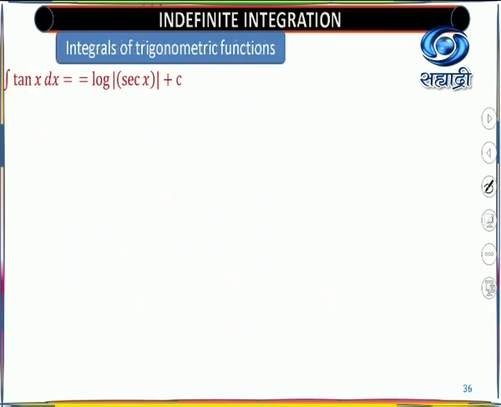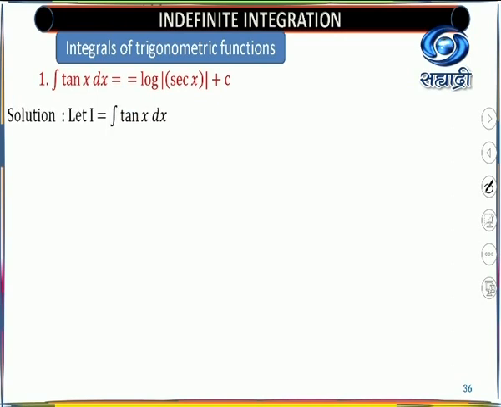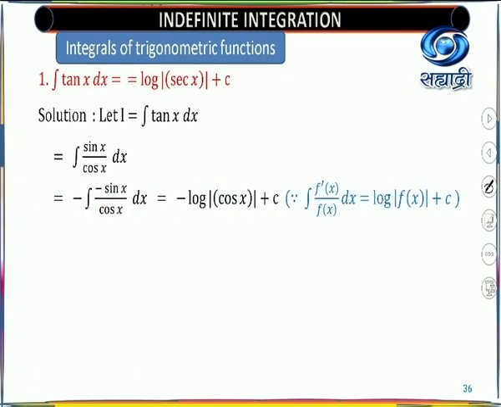Look at here. So your first function is integral tan x dx is equal to log of mod of sec x plus constant of integration. We'll start with this function. So I equal to integral tan x dx. Now tan x you are able to write as sin x upon cos x dx. So sin x upon cos x dx you are able to solve, because what is the derivative of cos? Derivative of cos is minus sin. Okay, so you will get this as, look at here.